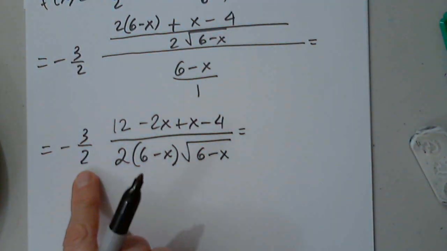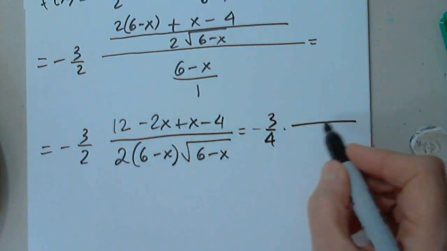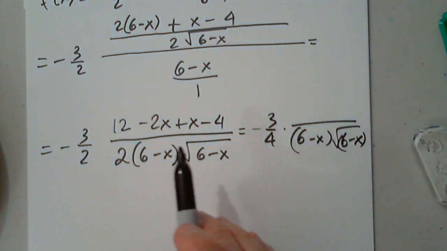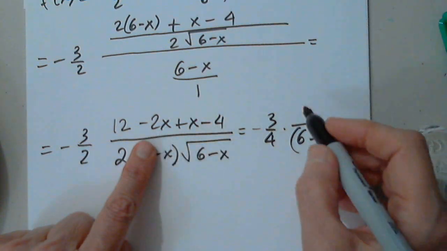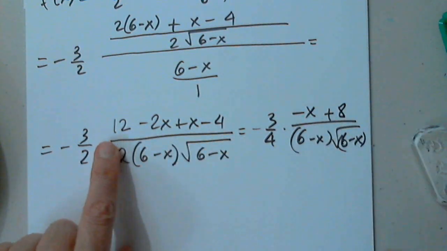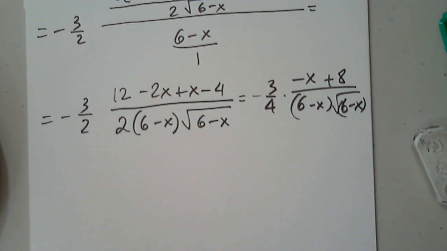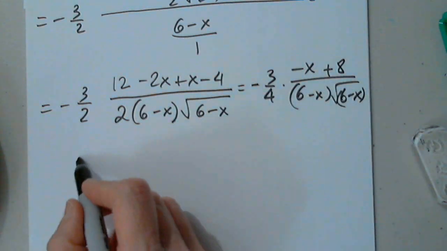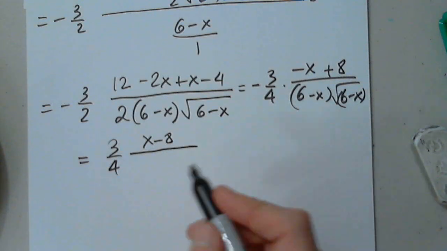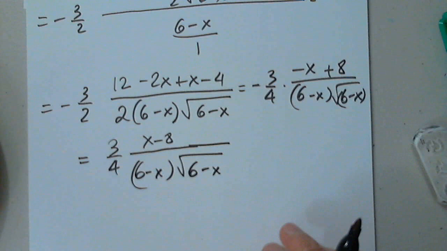Okay, finally, I have negative 3/4. The denominator is 6 minus x, the square root of 6 minus x. And now what do we have here? We have negative x and 12 minus 4. It simplifies nicely, but the calculations are not friendly. So 3/4 x minus 8 over 6 minus x, the square root of 6 minus x. Okay.